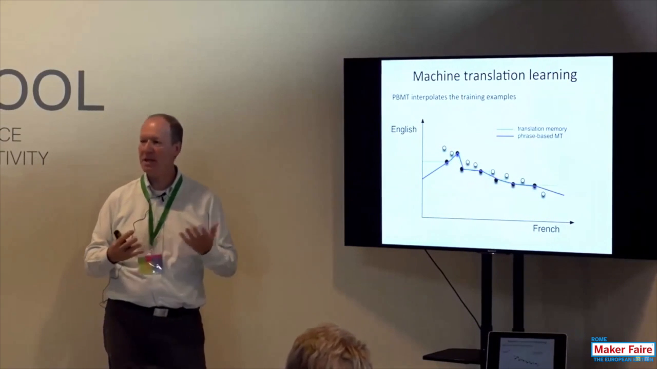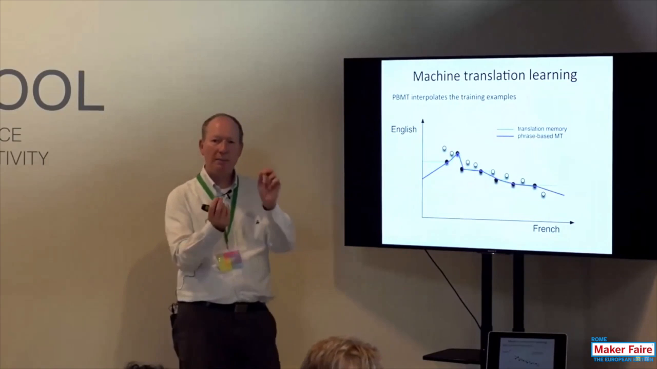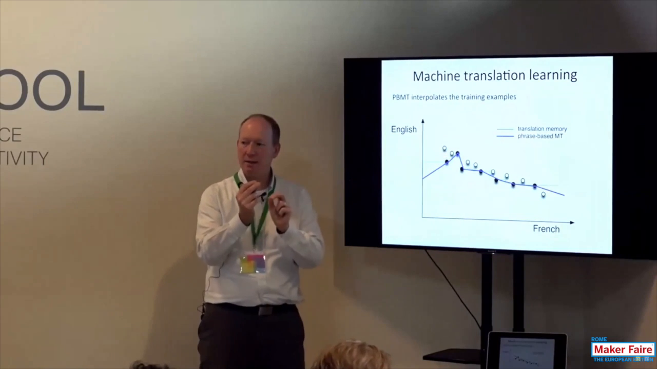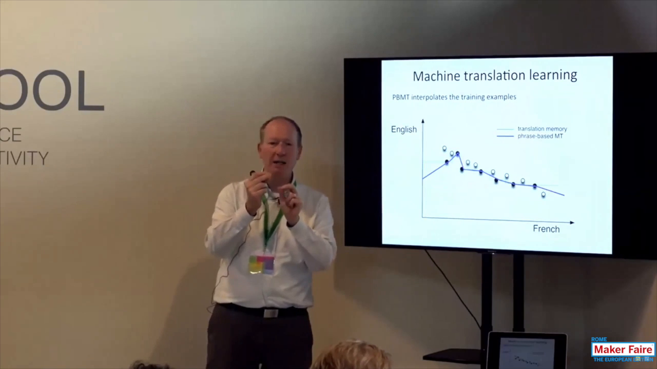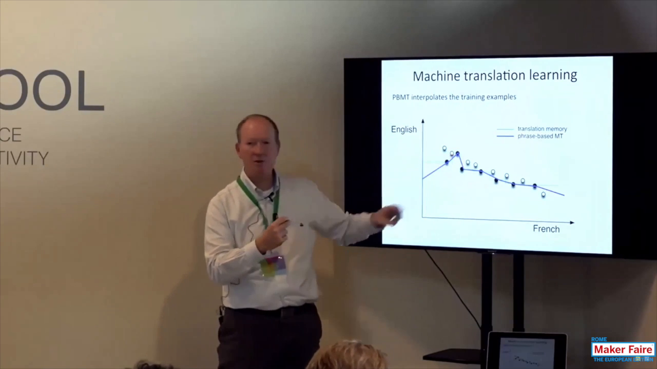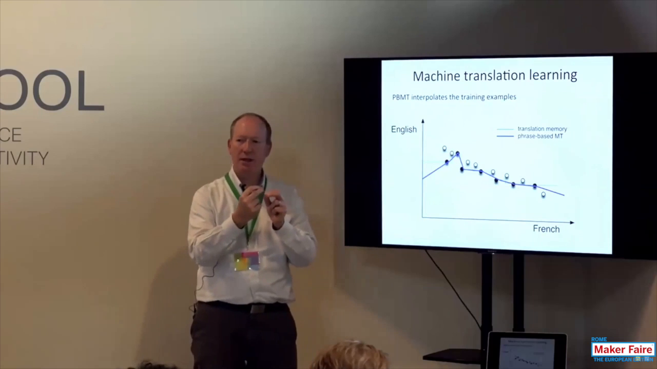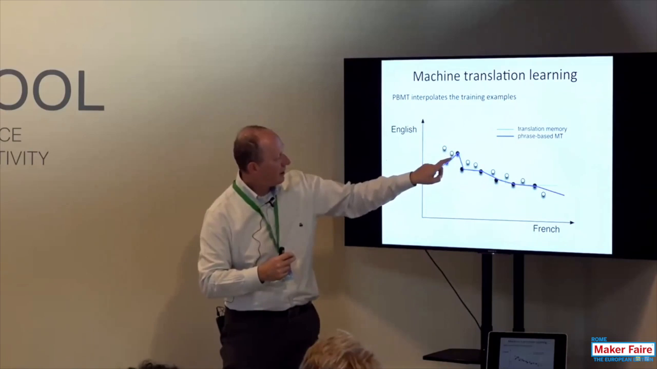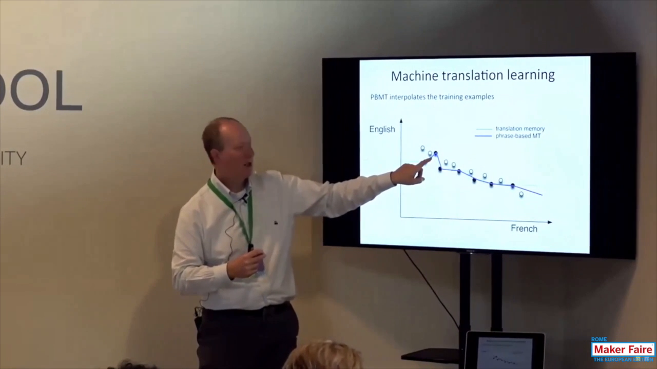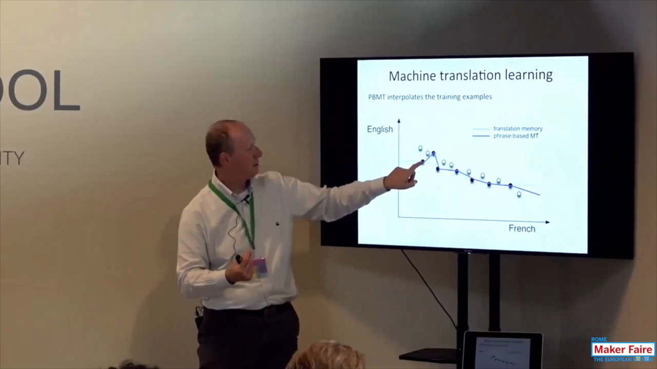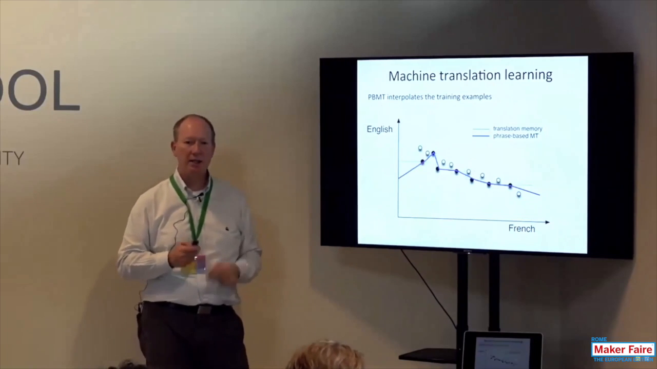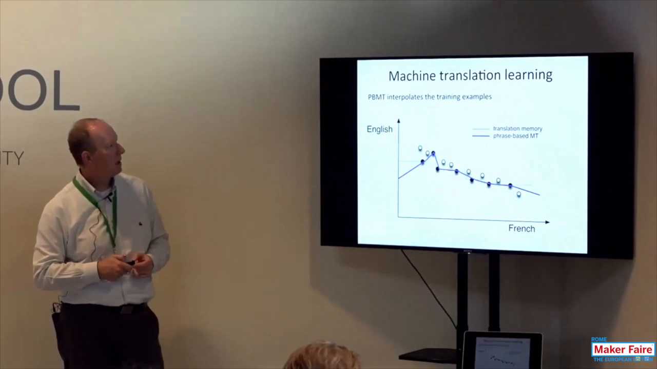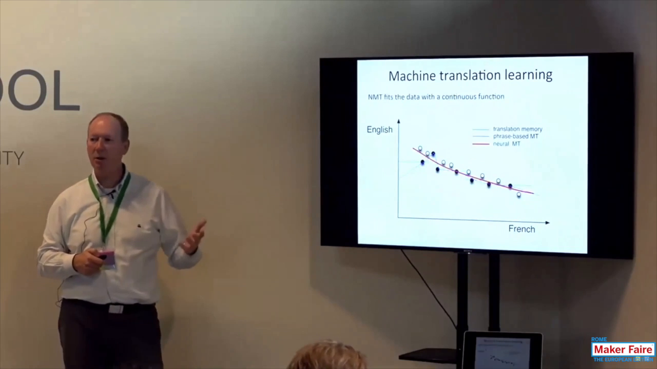Phrase-based performs a sort of interpolation. For these white points, it tries to build a translation by combining fragments of the similar translations. Okay, and this is how it generalizes. It can find a translation for this point. It can find a translation which is here, which contains pieces of these and pieces of these. Okay, and this is the concept of phrase-based translation.